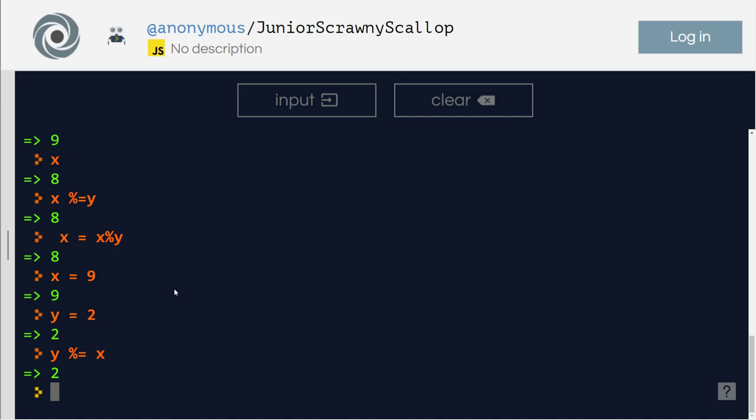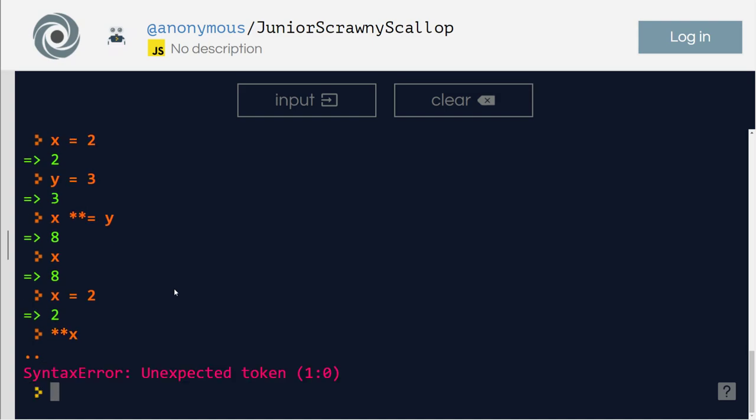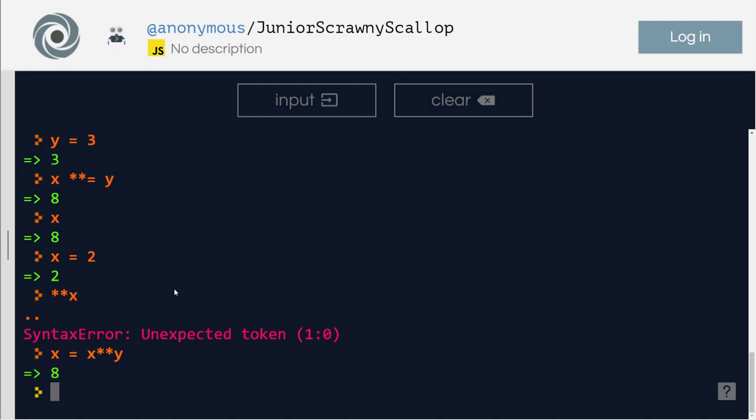Now exponentiation assignment: x equals 2, y equals 3, x star star equals y. What is it? The simple mathematics, which is the same as here: 2 raised to 2 raised to 2, that is 8. So x's new value is 8. Let me set that back to 2. If I say star star equals x, okay, that doesn't work. I will just do x equals x star star y, and then that is 8. So I'm multiplying x three times.